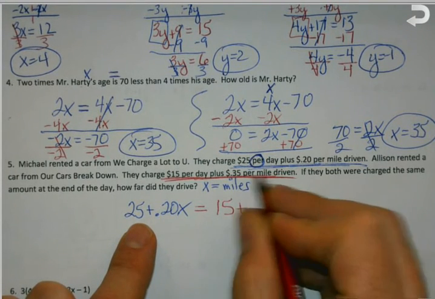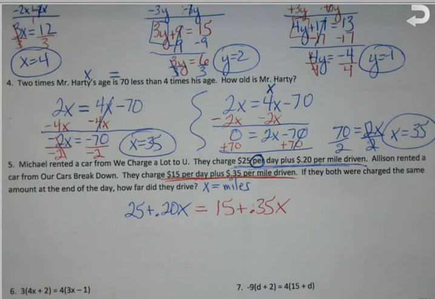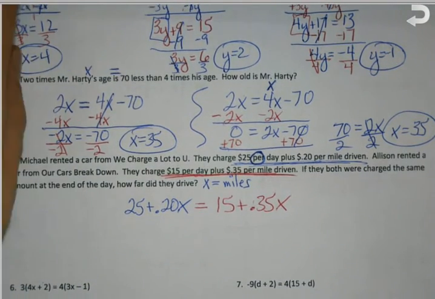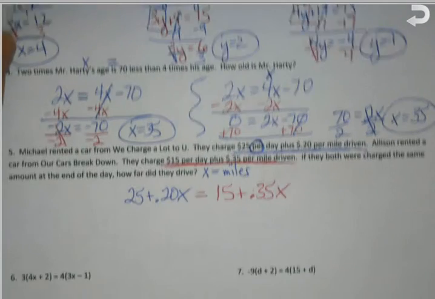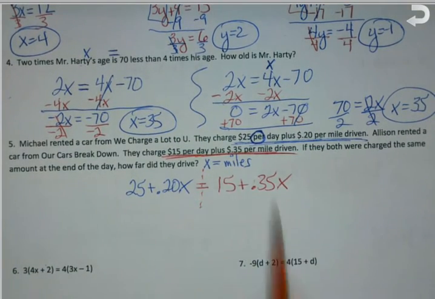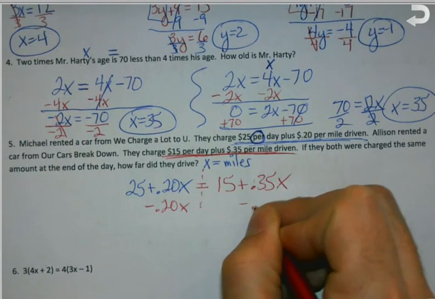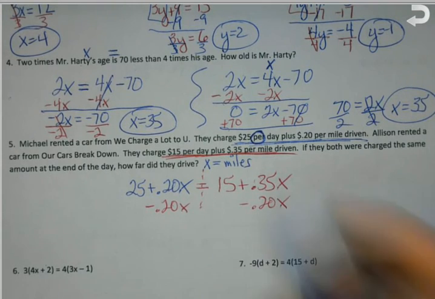15 plus, there's that per mile, 0.35x. And now I'm ready to solve it. So this actually can be used as an application. Here's my wall still. My x's are on opposite sides of it. Okay? We don't like the negatives. We just keep stressing that.